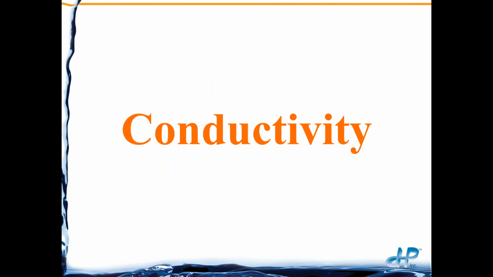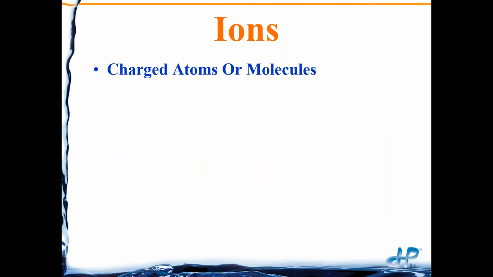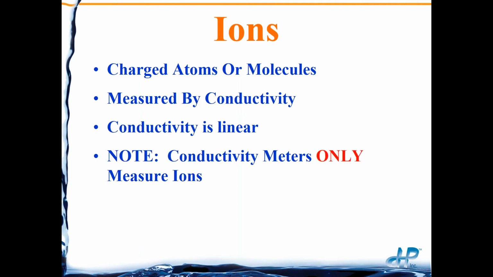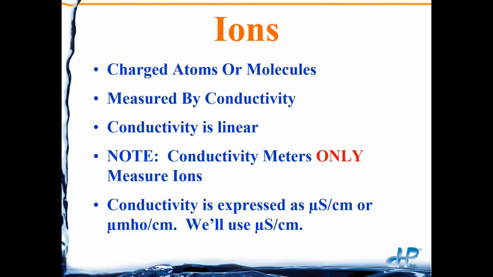So let me just do a real brief overview of conductivity, more on the practical end. Conductivity meters measure ions. Ions are charged atoms or molecules, and I think it's really important to realize that conductivity meters only measure ions. They aren't going to measure uncharged contaminants. So you can have low conductivity and potentially high levels of uncharged contaminants because, again, the conductivity meter cannot read those. Conductivity is expressed as microsiemens per centimeter or micromho per centimeter.